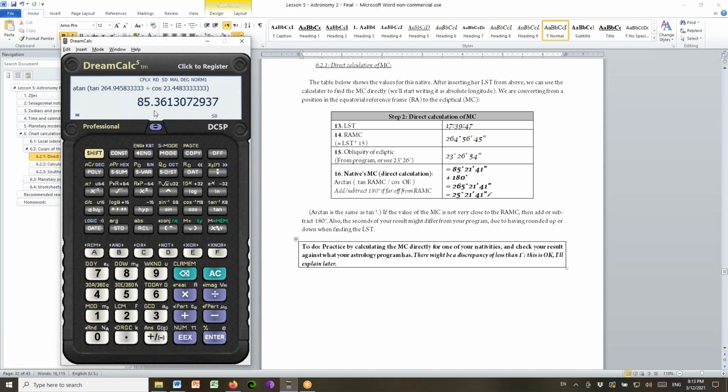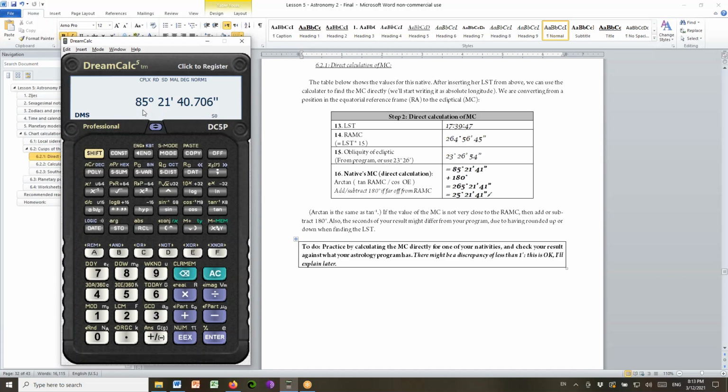Now, it's 85 degrees and then a long decimal point. Let's convert that back to degrees so it's more familiar. That's 85, 21, 41 if we round up the seconds. Now, one thing you'll notice here is that the right ascension of the midheaven is 264, but the degree of the zodiac it's telling us is 85. Well, that's not possible. Longitude in the zodiac and right ascension on the equator begin at 0 Aries. So there's no way the numbers could be that far apart.